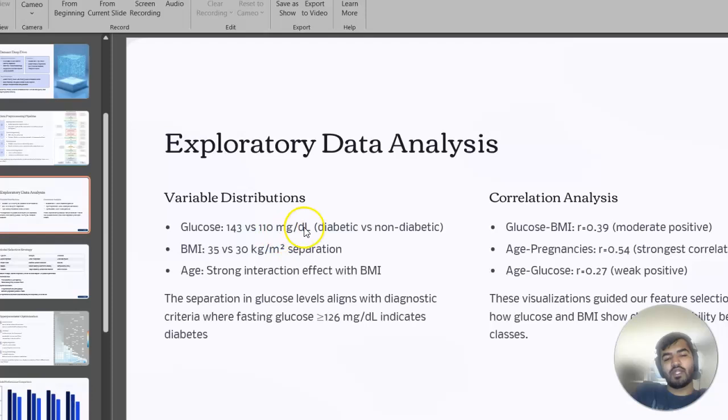Glucose averages around 143 versus 110 mg/dL, and BMI around 35 versus 30 kg/m² on average, with an interaction effect with BMI. And this is how the correlation analysis looks.